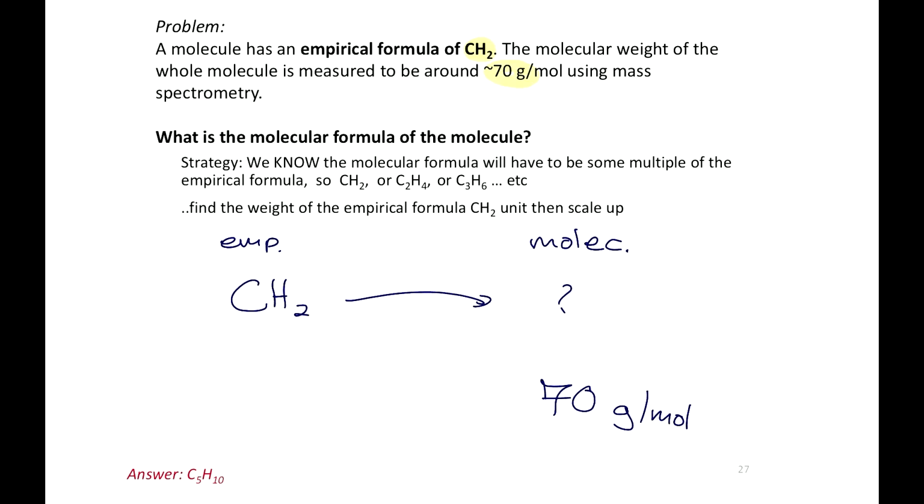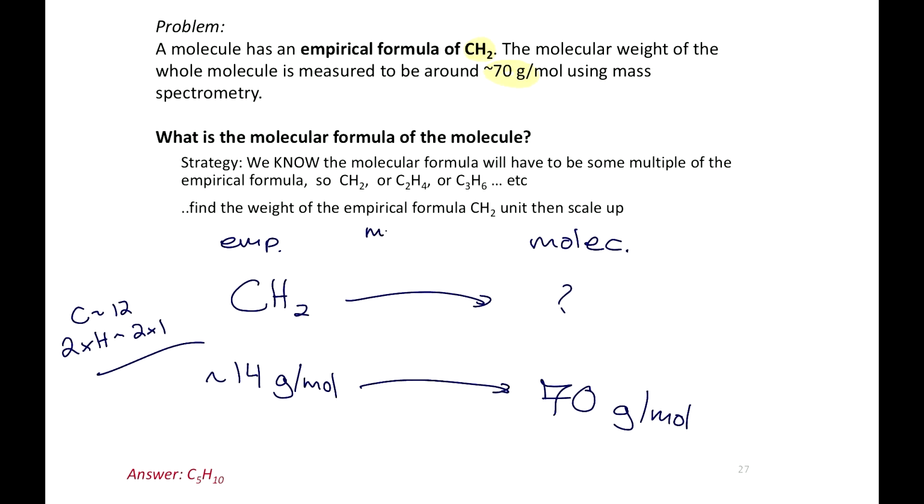So carbon, and we can just estimate here because we're trying to get just a whole number. Carbon weighs about 12 grams per mole. 2 hydrogens weigh 1 each, so 2 times 1. If you add that up, this empirical formula weighs about 14 grams per mole. Do you agree? About 14. We don't have to be super exact here because we just need to figure out what that multiplier is.